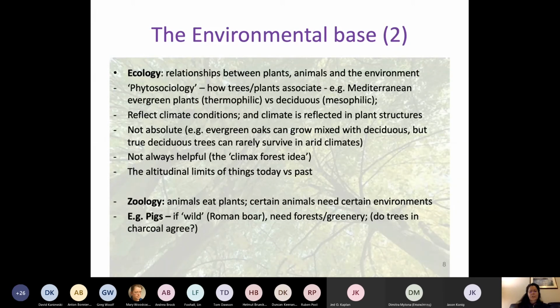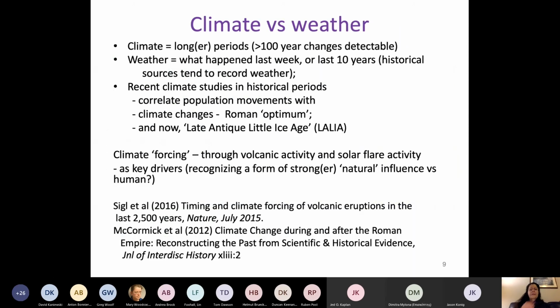And of course, archaeobotanists want to talk to the zoologists because animals eat plants and certain animals need certain environments. So if the archaeozoologist is finding Roman boar, for example, then you probably have forests nearby, or at least a certain amount of forest and greenery for such animals to survive. And so you're looking for correlations.